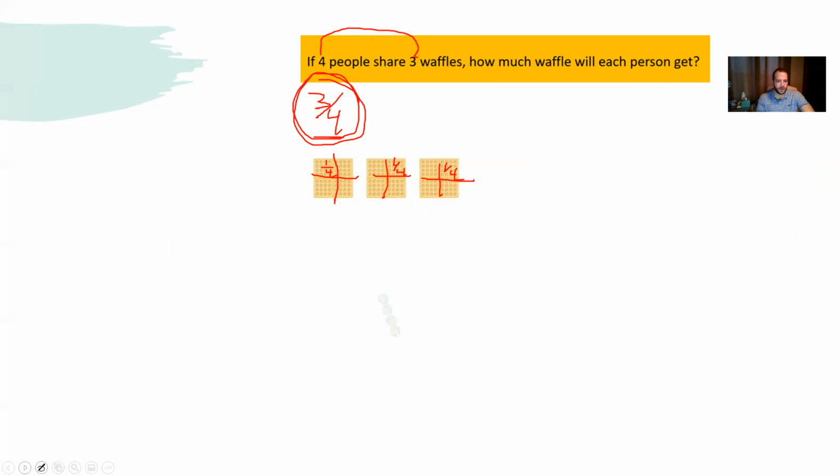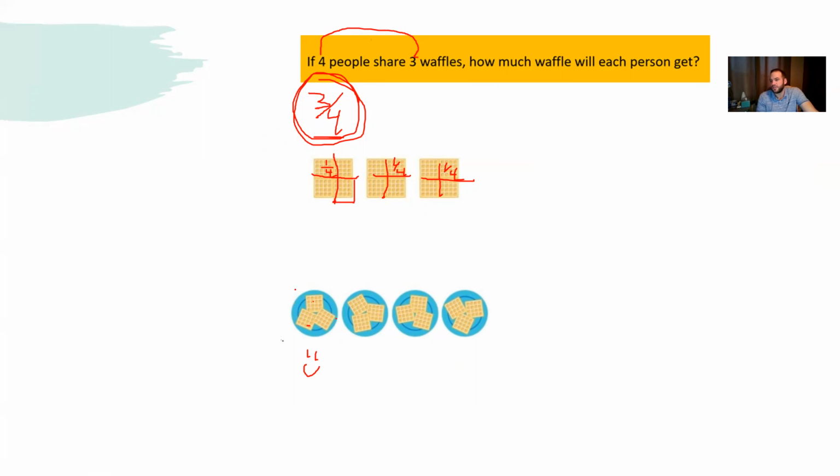So let's look at a different way to do it. So anyways, the answer is, if this is me, hey, I am one of the 4 people. How many waffles am I getting? I'm getting 1/4, 2/4, 3/4. And why are these called fourths? Because each piece is a 4th of 1 waffle. So I have 3/4. My answer is 3/4.